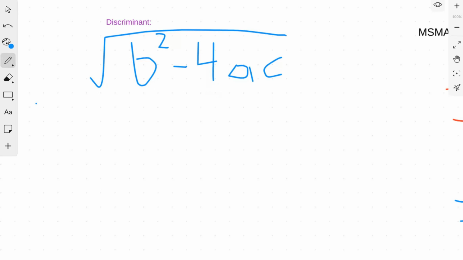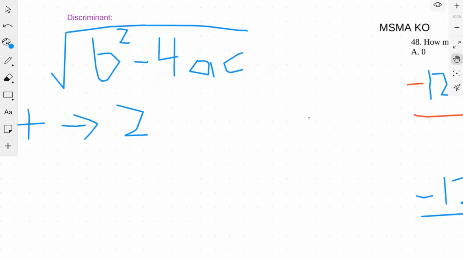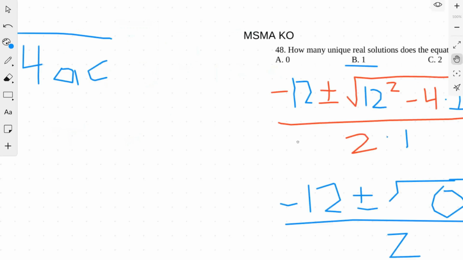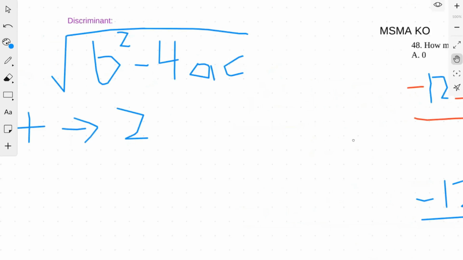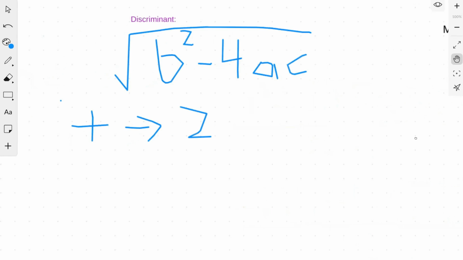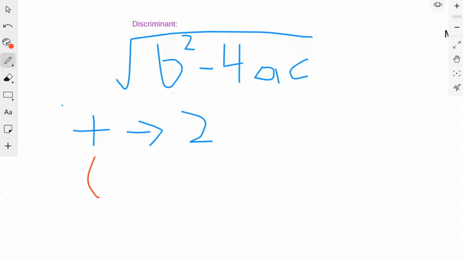If b squared minus 4ac is positive, then that means there are two real solutions. This is because if we look at our quadratic formula, if b squared minus 4ac is positive, then you can take the square root of that. And because of the plus or minus, that allows us to have two different answers, two different roots to the quadratic equation.